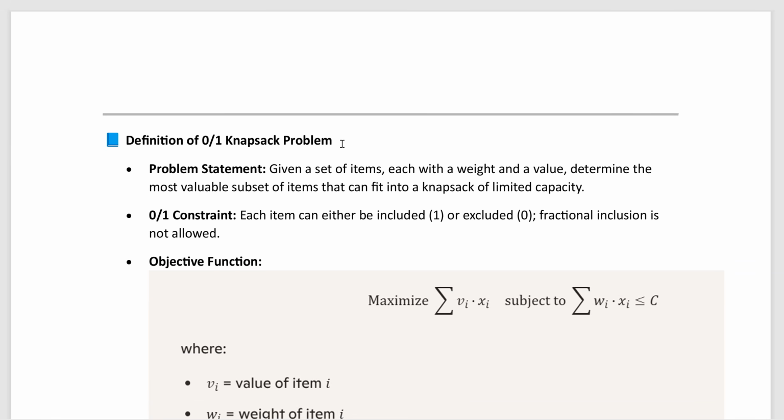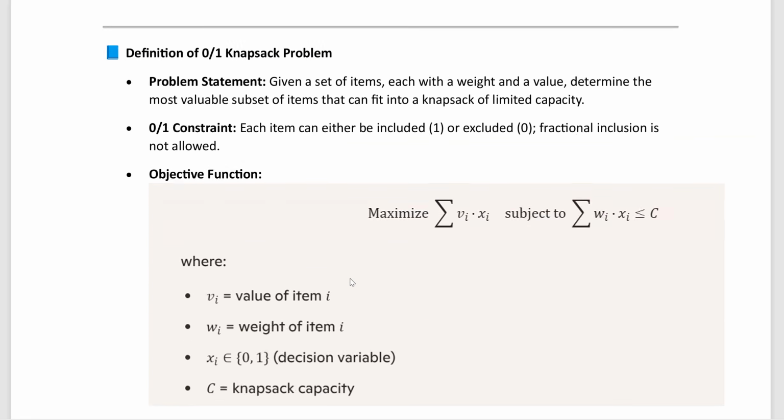First, let us discuss the definition of the 0-1 knapsack problem. The problem statement is: given a set of items, each with a weight and a value, determine the most valuable subset of items that can fit into a knapsack of limited capacity. There is a constraint called the 0-1 constraint. Each item can either be included, that is 1, or excluded, that is 0. Fractional inclusion is not allowed.